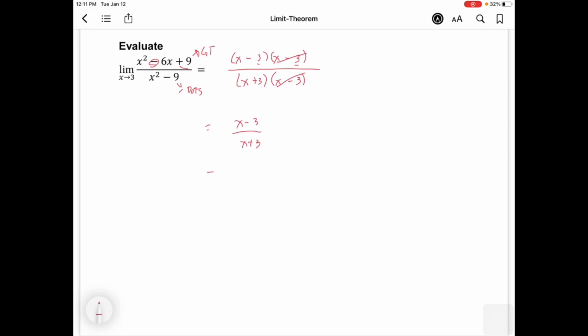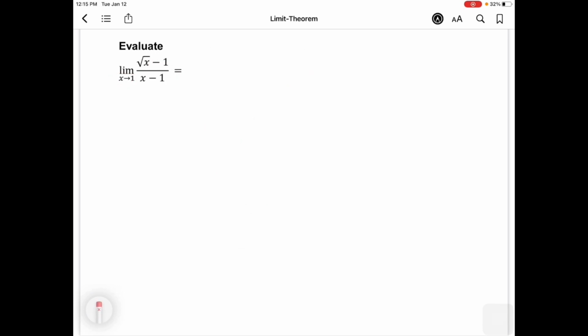So, this will be, apply natin yung approaches. So, magkakaroon tayo dito ng 3 minus 3 over 3 plus 3. So, this will be equal to 0 over 6. So 0 over 6 ay 0. Okay, next given is we have to evaluate the limit of the square root of x minus 1 over x minus 1 as x approaches 1.